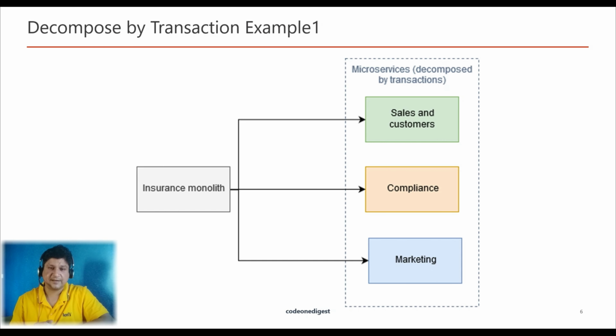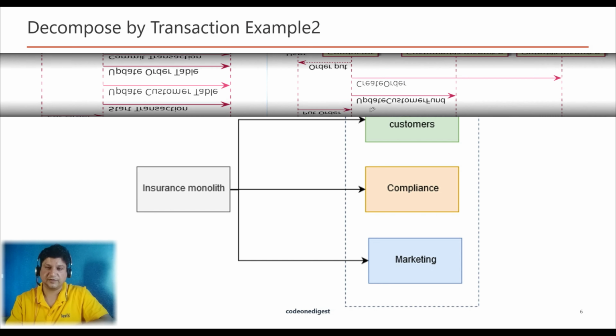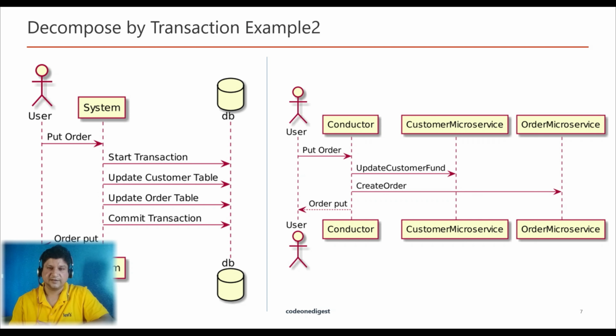In this example, the insurance monolith is broken down into multiple microservices based on transactions. In an insurance system, a claim request is typically tagged to a customer after it is submitted. This means that a claim service cannot exist without a customer microservice. Sales and customer are packed together in one microservice package, and a business transaction requires coordinating with both of them. Now let's understand this design pattern with another example.